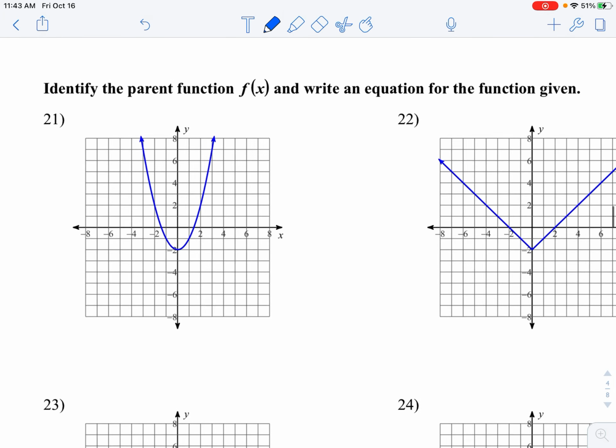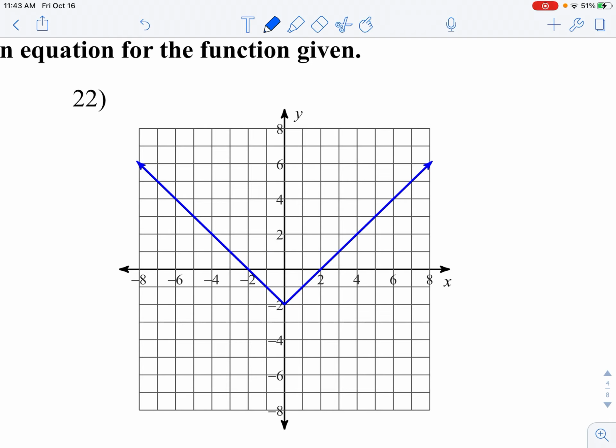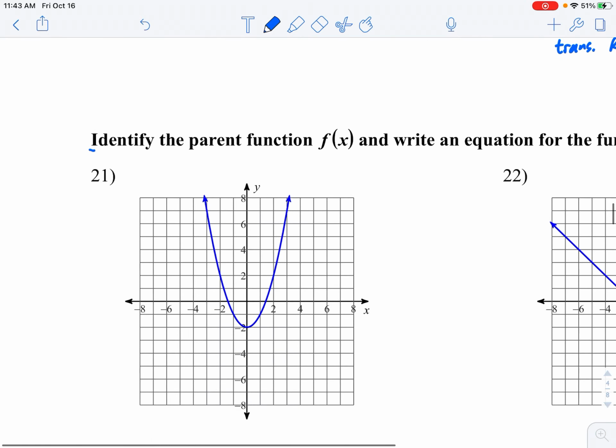Okay, identify the parent function f of x and write an equation for the given function. So, do you remember the name of the function that creates a V shape? You should have said absolute value, and you are correct. But I'm not going to write the word absolute value. Nope, that's not the answer we're looking for. The answer we're looking for is f of x equals absolute value of x. Got it? So that is this part of the instructions.